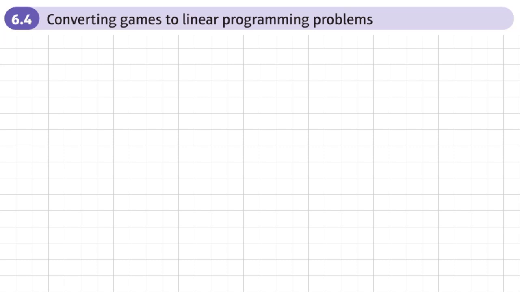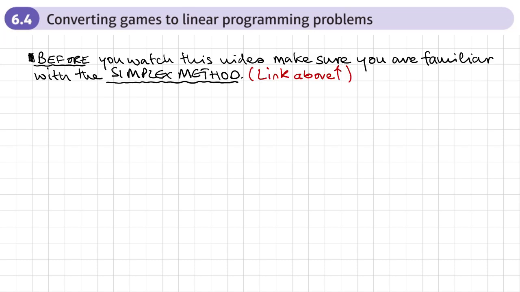This is the fourth and final section of Chapter 6 Game Theory, and this section is all about converting games to linear programming problems. Before you watch this video, I would recommend that you are familiar with the simplex method. I've got a video on that, and there should be a link above here, and you can click on that and watch that video first, because if you're familiar with the simplex method and how to use it to solve linear programming problems, that would be helpful.